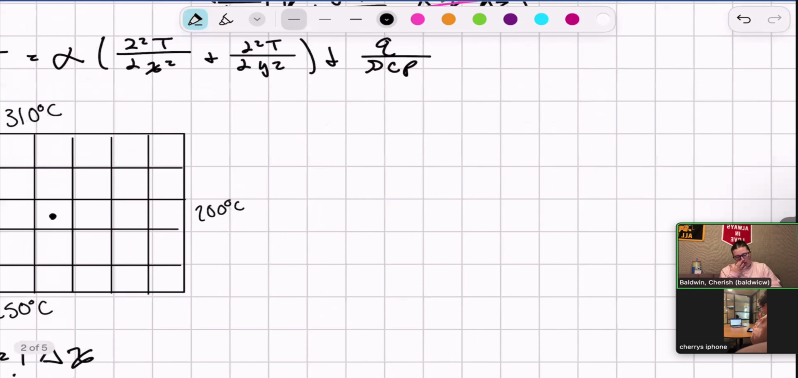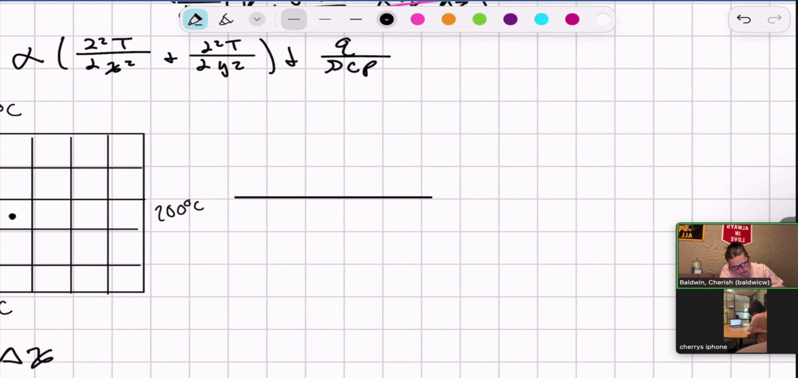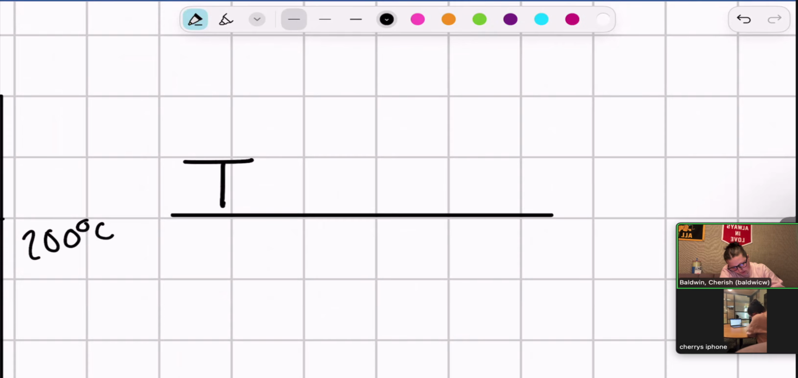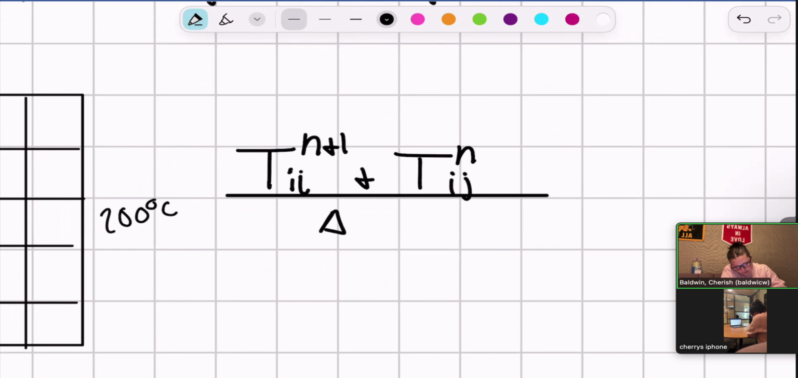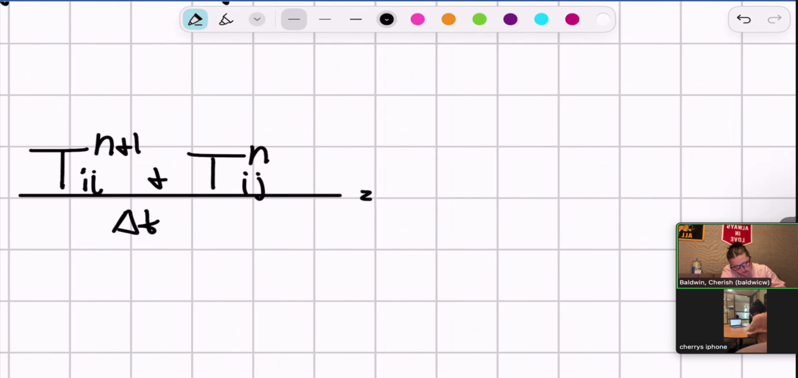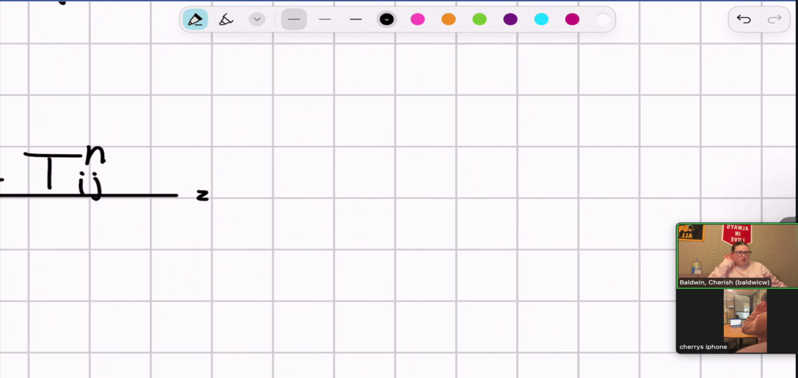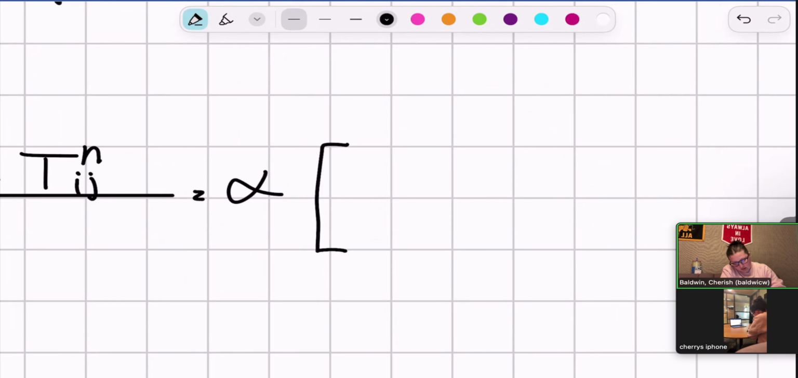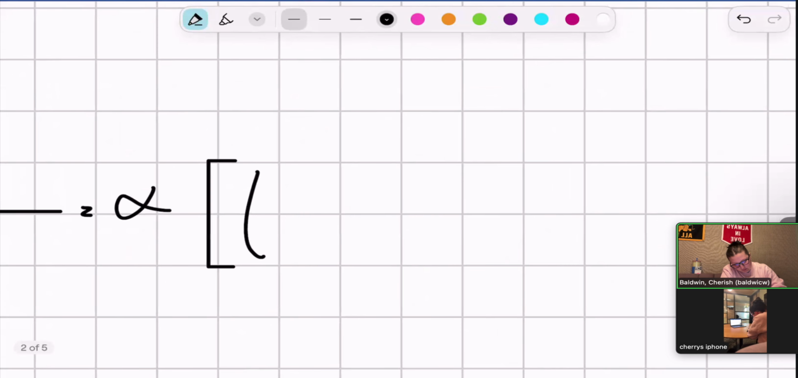Okay, so the energy storage for this is going to be temperature n plus 1 at i j minus T to the n i j, over delta t, and this is equal to, we're first going to do the x side, so we'll do diffusivity times delta x.